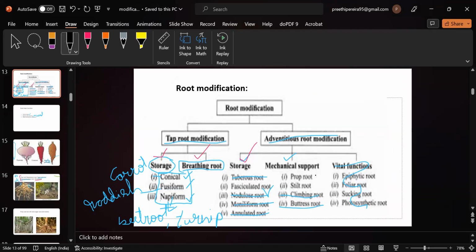Okay. Next, we are studying the mechanical roots, prop roots and stilt roots. So mechanical roots are giving extra mechanical support. Not only anchorage, extra support to the plant.